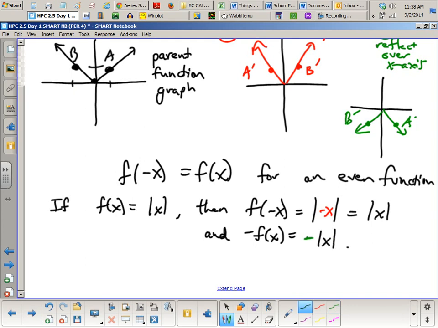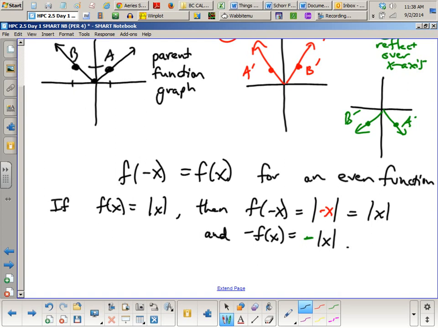Notice these are not the same, right? They're not the same. We have absolute value of x and negative absolute value of x. That's why the red and the green graphs look different. And if I had to match up two of these and say they look the same, I would say the original parent function, f of x, looks just like f of negative x. So the red and the black match this time. That's the definition of an even function.